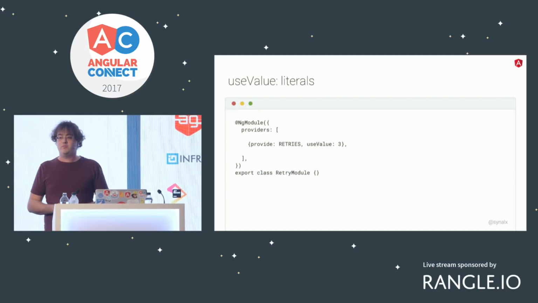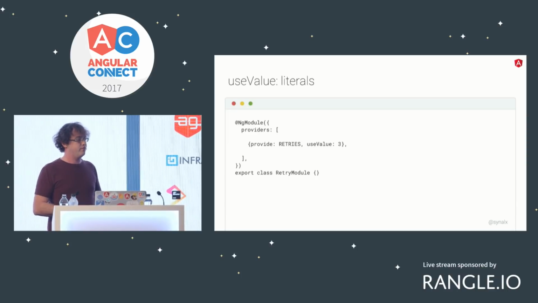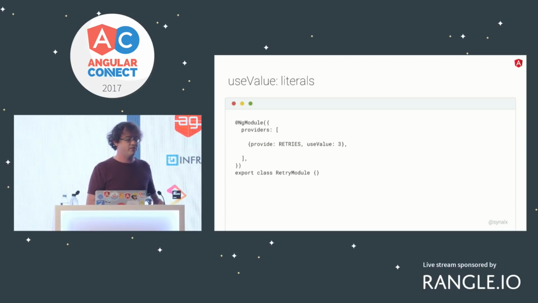And the second way you can provide a value for a token is to list it literally. So in this example, we're providing the retries token that we created earlier using the constant value of 3. Right? That's relatively straightforward.